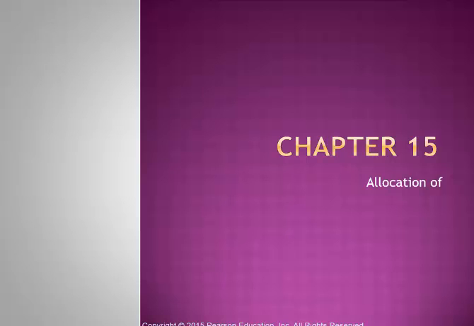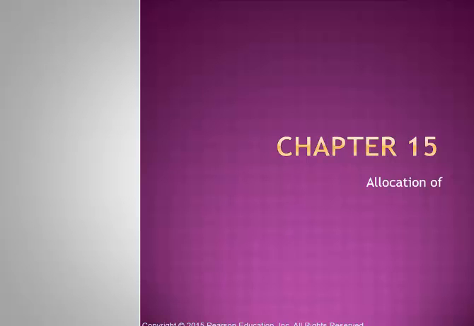Alright, so chapter 15, we are going to discuss allocation some more. This particular chapter, we have been discussing allocation of cost. And allocation of indirect cost is an area of constant discussion in many companies, with division, department, and product managers often questioning the amount of indirect cost allocated to their respective sections.